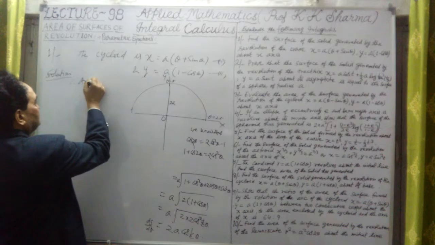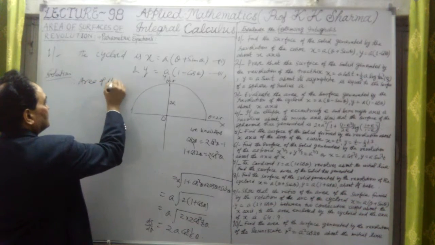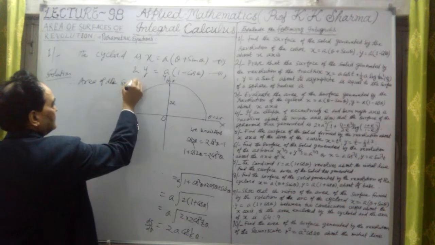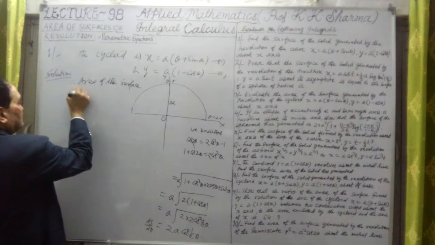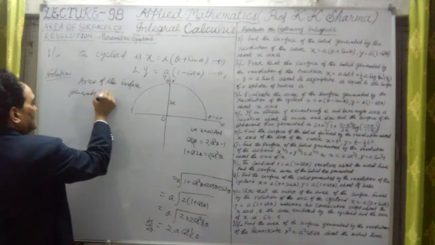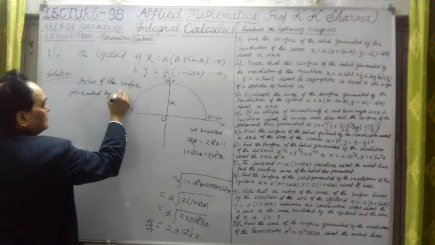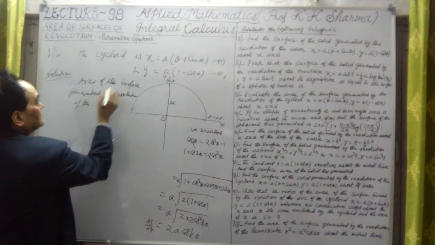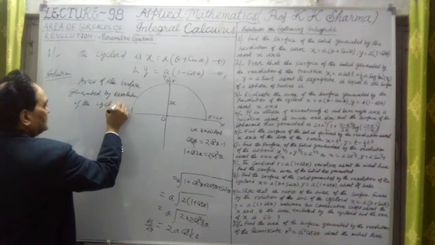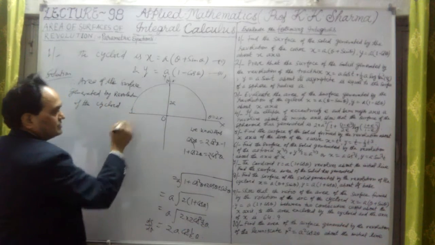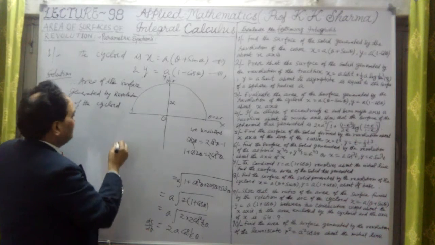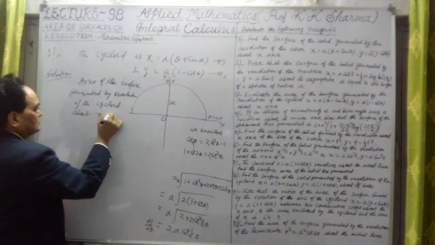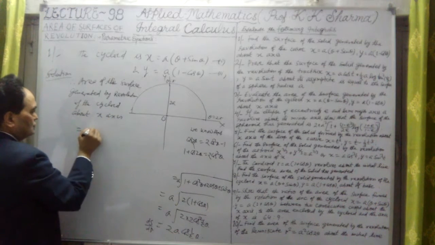Therefore, the area of the surface generated by revolution of the cycloid, from this to this. Now the limits here are, as I have told you, 0 to 2 pi. The cycloid about the x-axis is equal to twice pi.